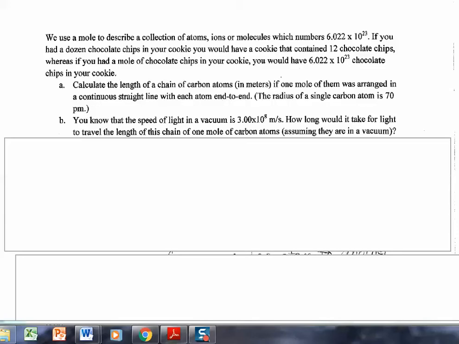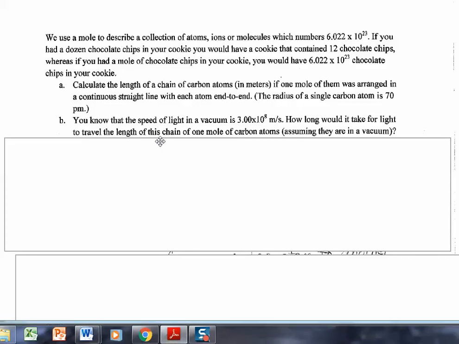In the second part of the problem, we know that the speed of light in a vacuum is 3.00 times 10 to the 8th meters per second. That's the rate, how fast the speed of light is moving. How long would it take that light to travel the length of this carbon chain, given we have a mole of them connected, assuming, of course, they're in vacuum?